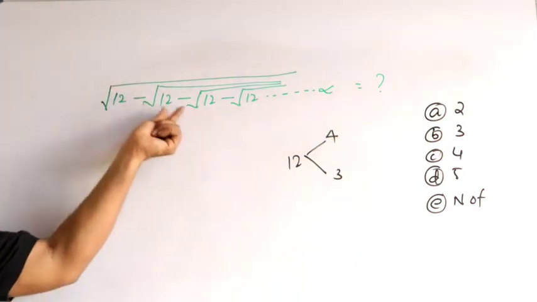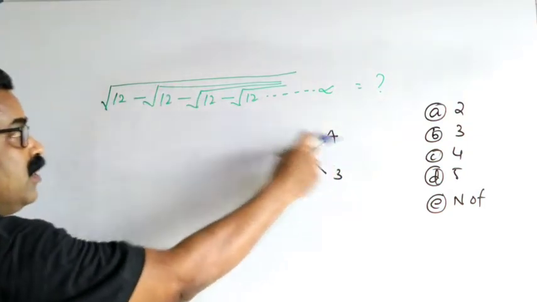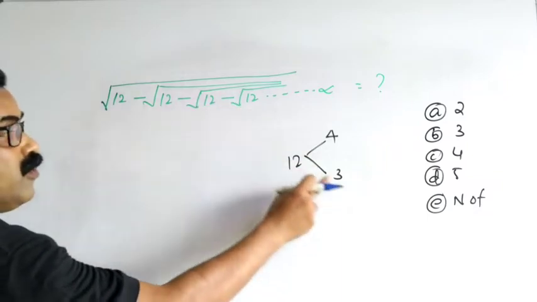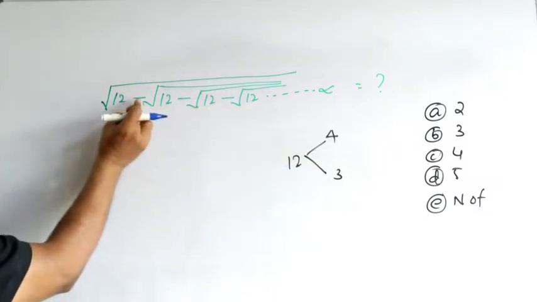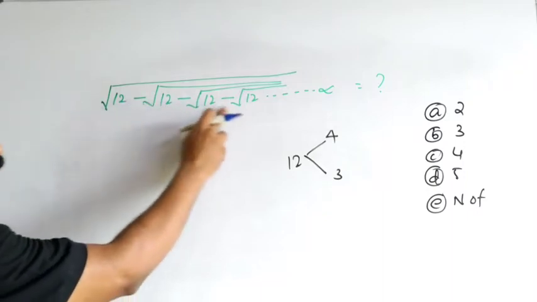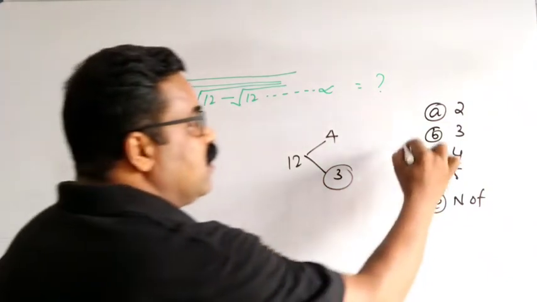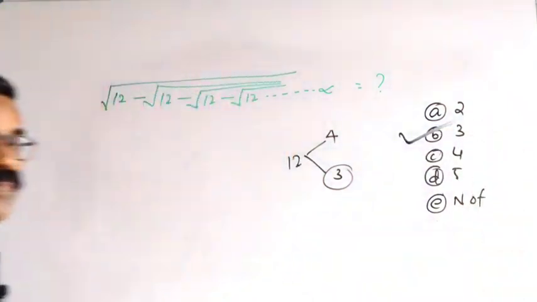Check whether it is plus or minus. If it is plus, we have to take the bigger number. If it is minus, we have to take the smaller number. Here the symbol is minus. So when it is minus, we have to take the smaller number as the answer, and the correct answer is option B, number 3.